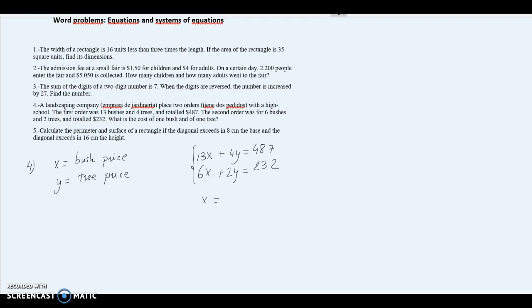X will be $23, the price for a bush, and Y is $47 for the tree.